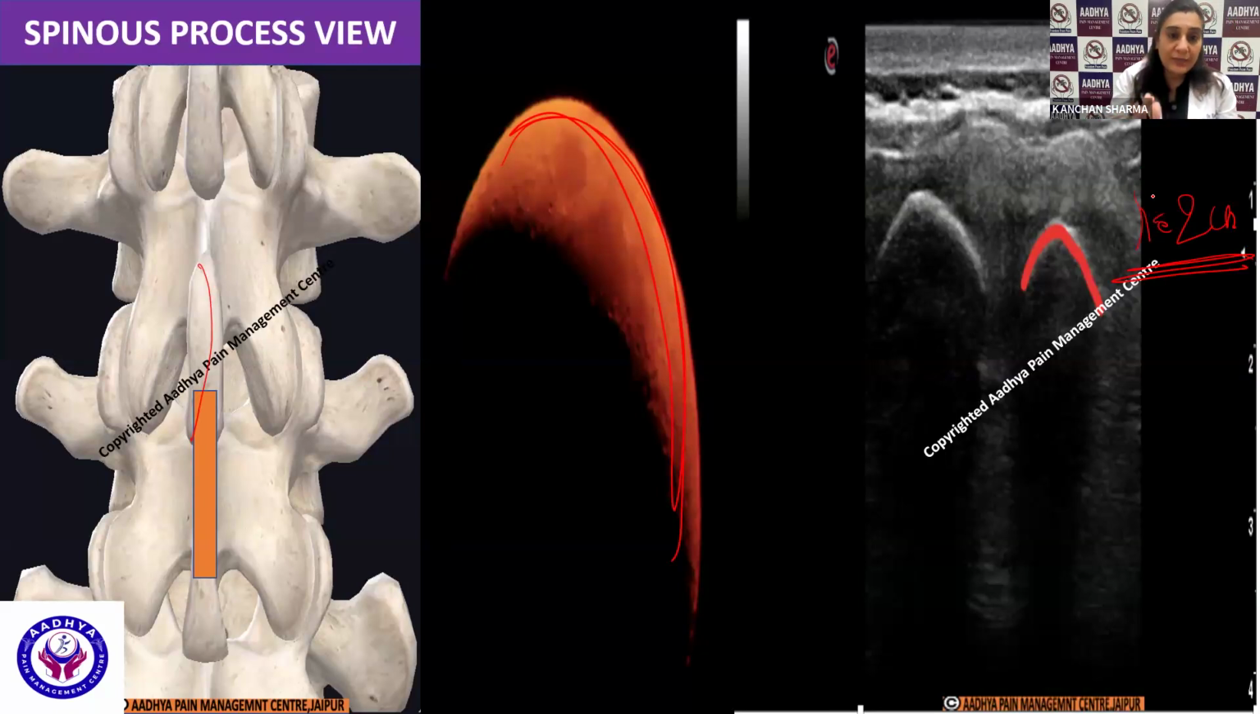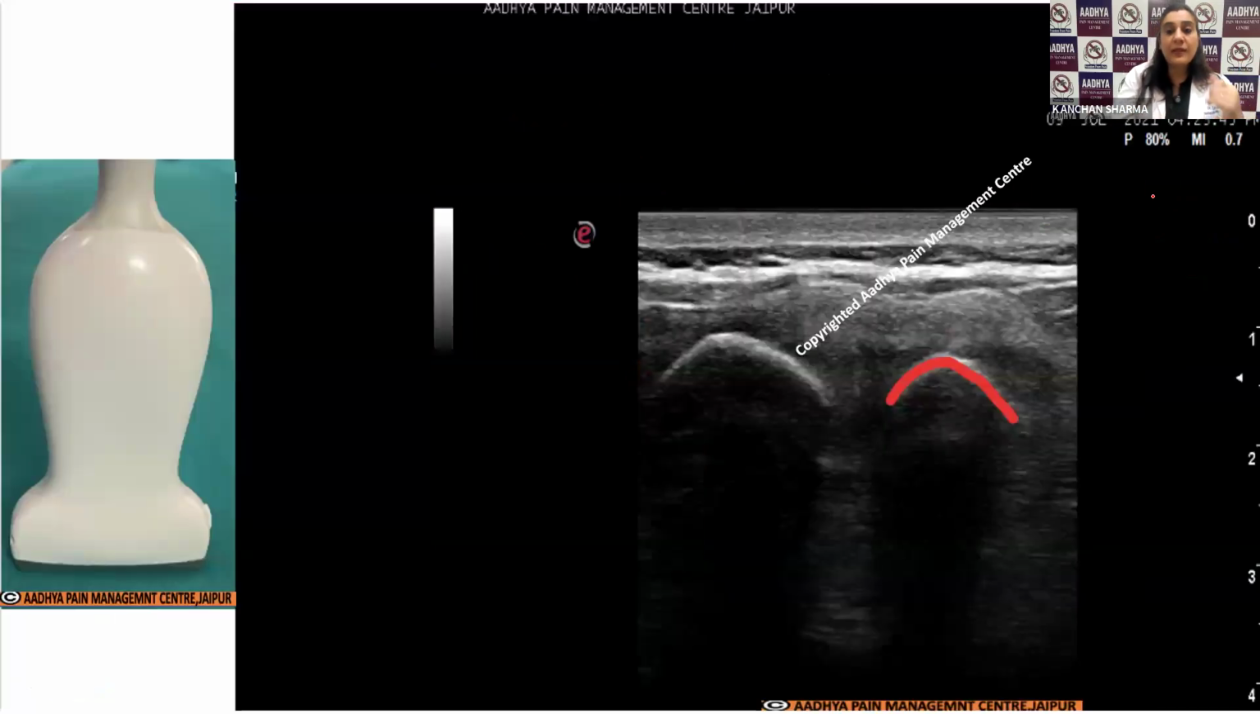At 1.2 centimeter, only the linear probe is going to have the best axial resolution. The curvilinear probe will not have such good resolution and will not show these two structures very beautifully, the way you are able to see it with the linear probe. That's the reason, if you want to look for the spinous process under ultrasound, do not go for the curvilinear probe, go for the linear probe. So this is again the same picture.